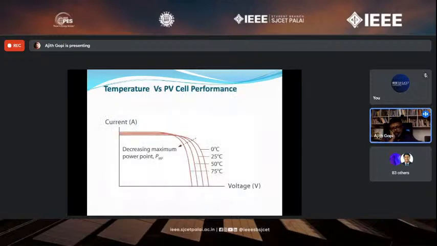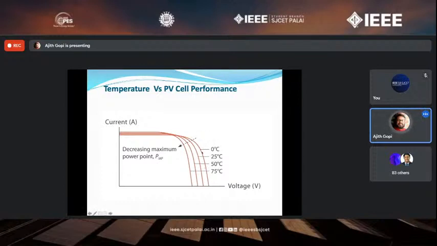And coming to temperature versus PV cell performance, this is actually academically interesting, though it is very dry. Just listen to this. When your temperature goes up, there will be issues with your solar PV module. The cell performance will be going down.